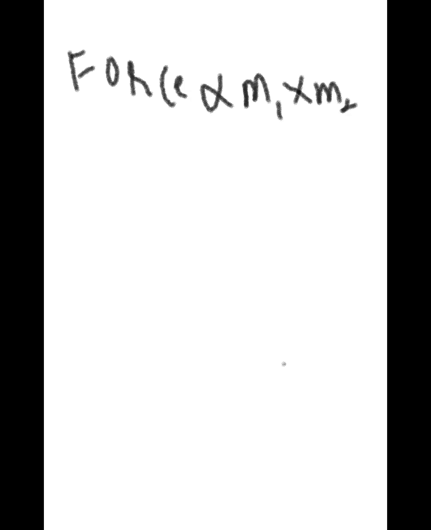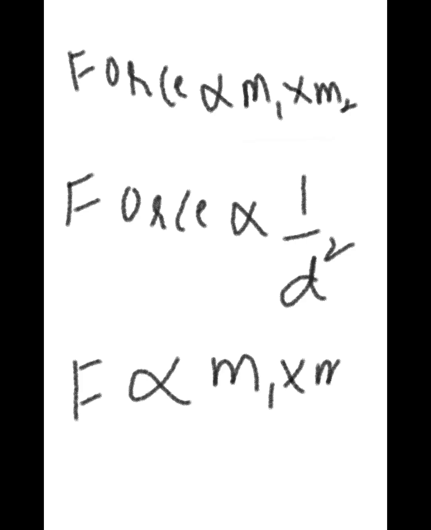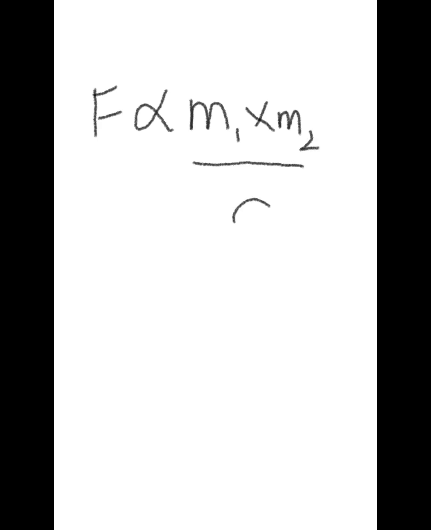Force is directly proportional to m1 into m2, and force is inversely proportional to 1 by d square, means force is inversely proportional to the square of the distance between them. So we can write it like this: force is directly proportional to the masses m1 into m2 and inversely proportional to the square of the distance between them.